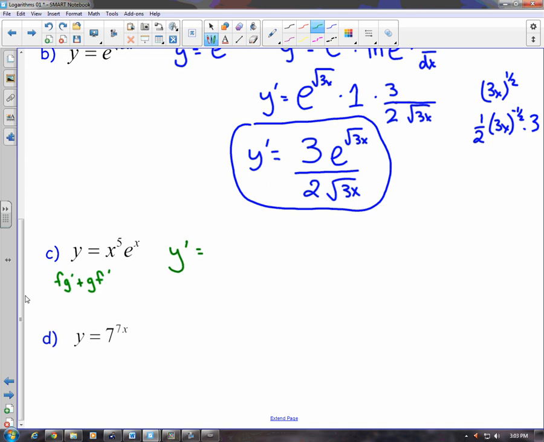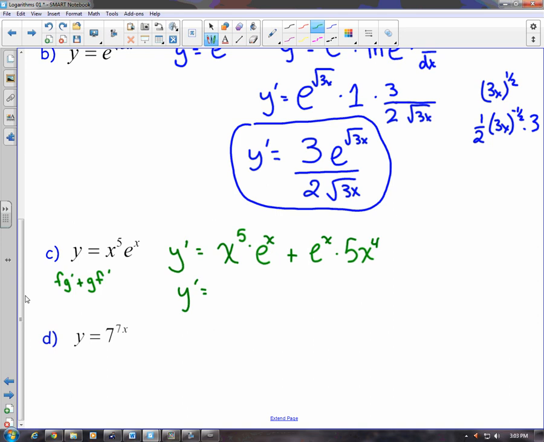Right, so the first is x to the fifth. The derivative of e to the x is going to be e to the x times the natural log of e, which is just 1, times the derivative of x, which is just 1. Sweet. So that's why if it's just e to the x, it's really simple, e to the x. All right, plus the second, which is just e to the x, times the derivative of the first, which is 5x to the 4.